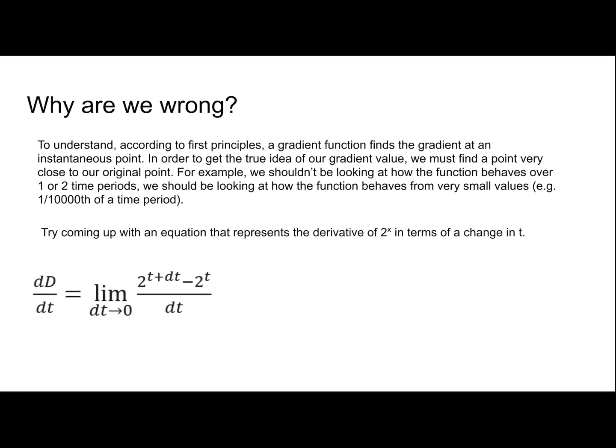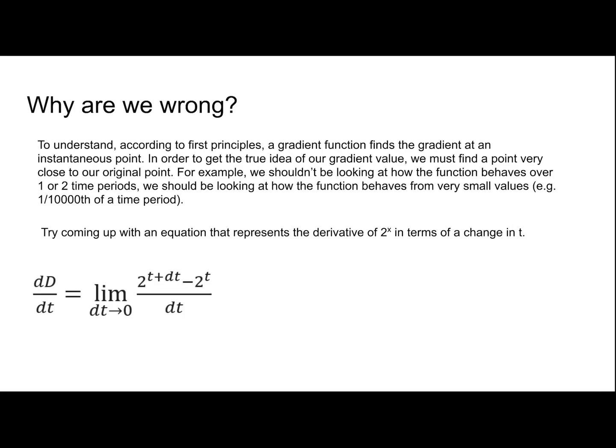Alright, so what I have here is dD over dt equals the limit of (2 to the power of (t plus dt) minus 2 to the power of t) over dt, as dt is approaching 0. So what the numerator here represents is the change in y. The definition of our gradient itself still hasn't changed. It's rise over run. In the numerator, we have our rise, which is the change, 2 to the power of (t plus dt) minus 2 to the power of t. So 2 to the power of t is the point we wish to investigate.